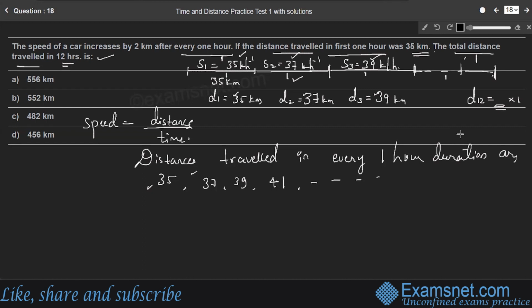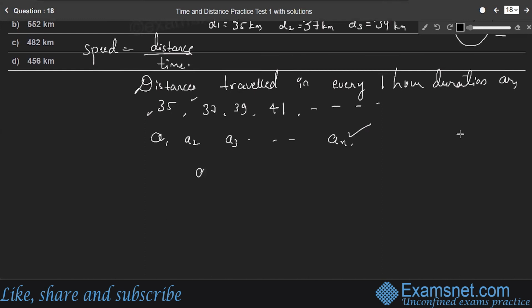So we'll consider AN. In an arithmetic progression, the general format is A1, A2, A3, and so on up to AN. First, we need to find AN. AN here is the distance traveled in the 12th hour duration, right? Which is D12. We all know that AN is A plus N minus 1 into D. Here AN is the nth term, right?